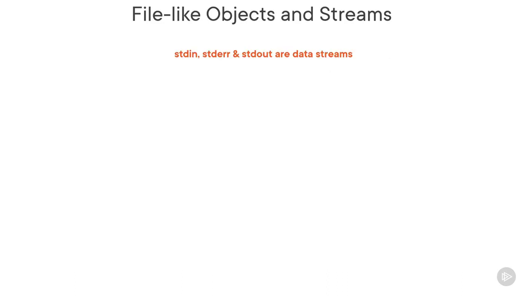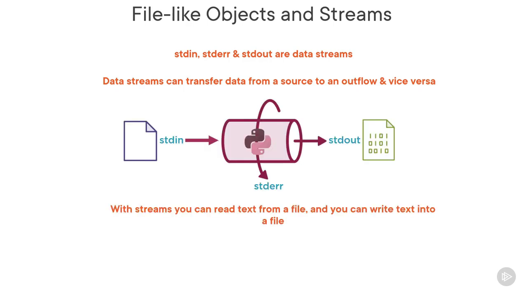Let's break this down even farther. So our standard in, standard error, and standard out are all data streams. And basically with data streams, you can transfer data from a source to an outflow and vice versa. And with streams, you can basically read text from a file, and you can write text into a file. Now that's breaking it down into very simple terms. Now, we can take that and go from a system to a system, for example.